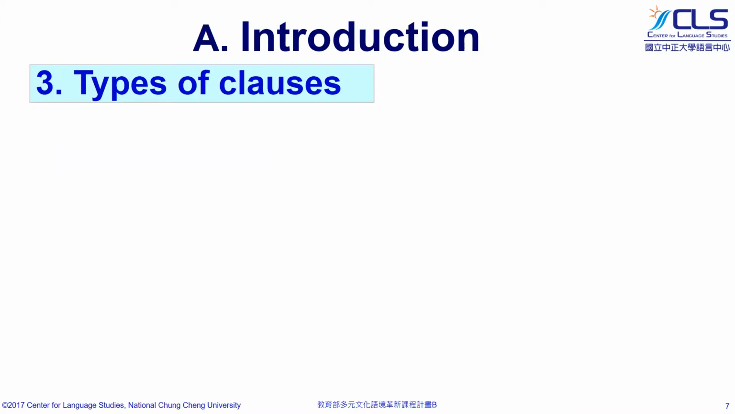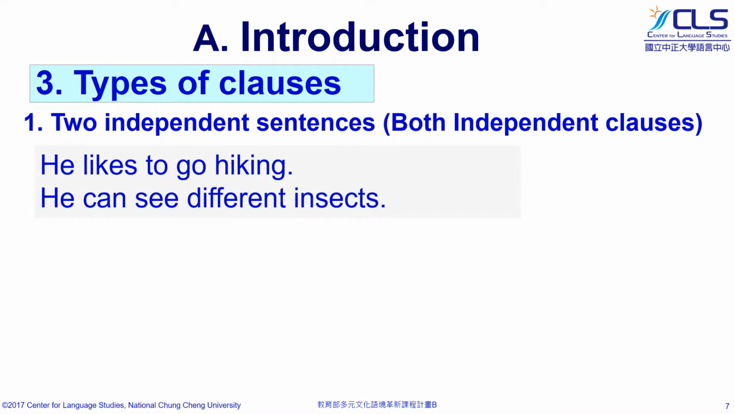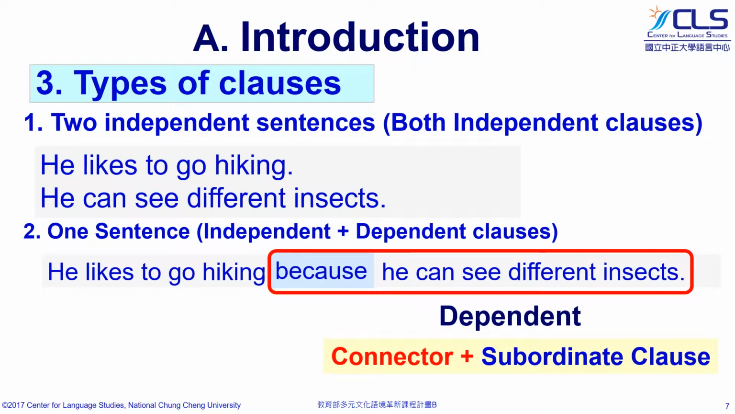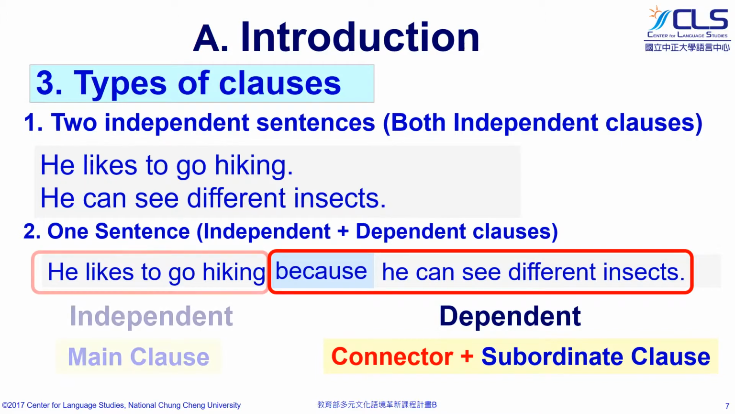For example, these are two independent clauses, and they can form sentences by themselves. However, we can combine them together into one sentence by using the connector. So, "because he can see different insects" becomes a dependent clause with the connector "because." And "he likes to go hiking" becomes the main clause in the sentence.